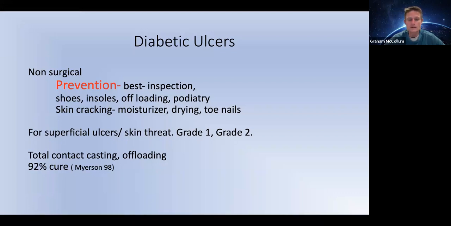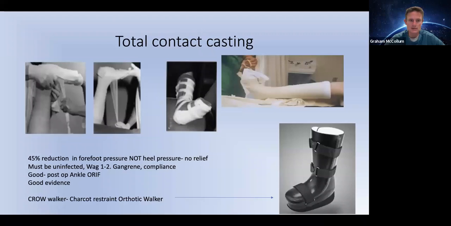Even if they have a walking total contact cast, Myerson showed that 92% of his diabetic ulcers healed with a total contact cast. And this is the way to do it. There's a very large reduction in forefoot pressure. Heel pressure is not reduced quite as well. So if you have a heel ulcer, often they have quite a vascular component, and they'll certainly often need revascularization. When it's a forefoot ulcer, this can really be well treated with total contact casting.